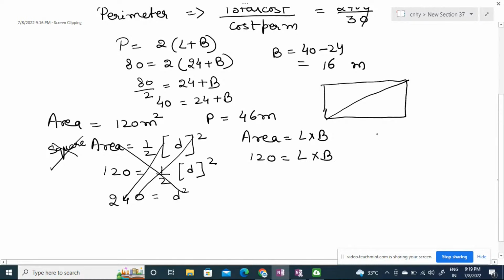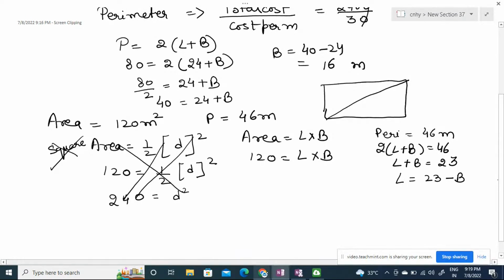Now perimeter we have 46. So that is 2 times L plus B, we have 46. It is L plus B, we divide by 2, that is 23. So length can be taken as 23 minus 3.